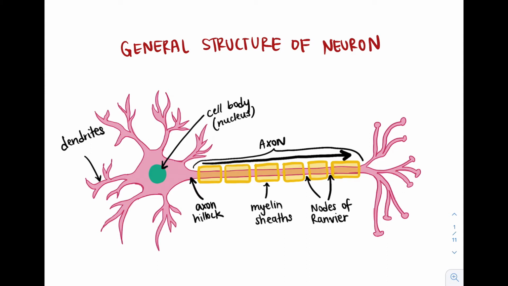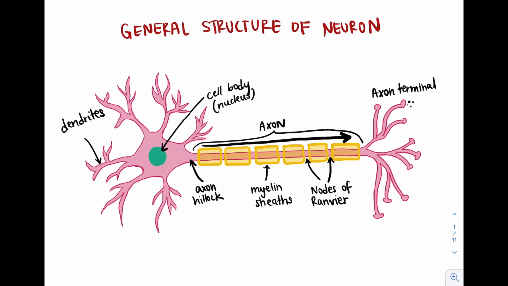The signal will eventually reach the axon terminal, and the axon terminal is the end of this neuronal cell. So this right here is the axon terminal, and then the space between the axon terminal of the first cell and the dendrites of the second cell is called the synaptic cleft. And here we have neurotransmitters that are chemical signals that will be released so that the signal can be transferred to the next neuronal cell.